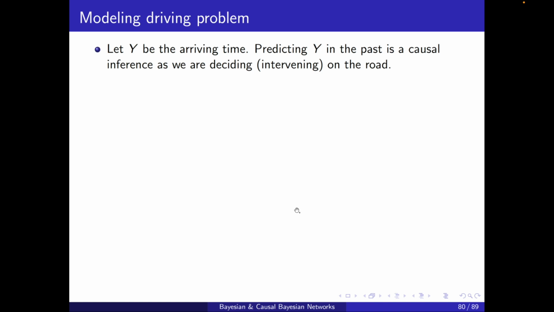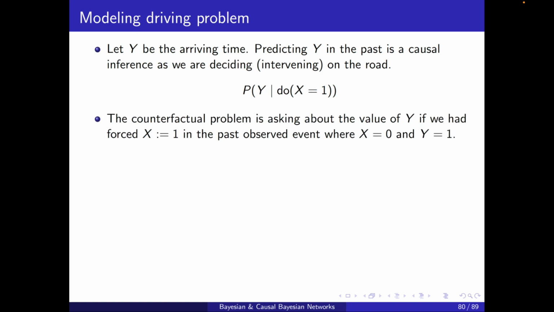Okay, so how can we model this problem? Let Y be the arriving time. Predicting Y in the past is a causal inference as we are intervening on the road. So it's really P of Y conditioned on do of X equal to 1, where previously it was X equal to 0. Now the counterfactual problem is asking about the value of Y if we had forced X equal to 1 in the past observed event. Not now, not in general. In the past observed event where X was 0 and Y was 1.